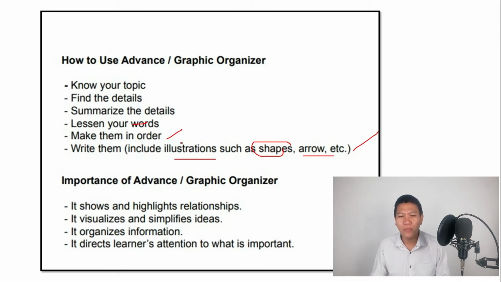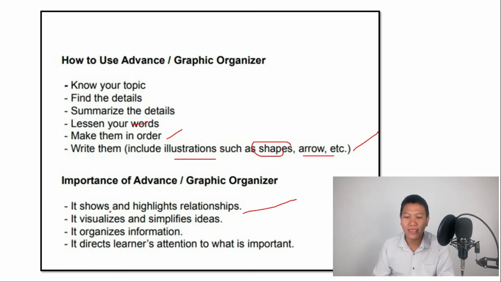Now, what is the importance of using graphic or advanced organizers? Some of these are: 1. It highlights and shows relationships. So you can identify cause and effect relationships through the use of graphic organizers. Why did the phenomenon happen? What is the reason? So you would highlight relationships.